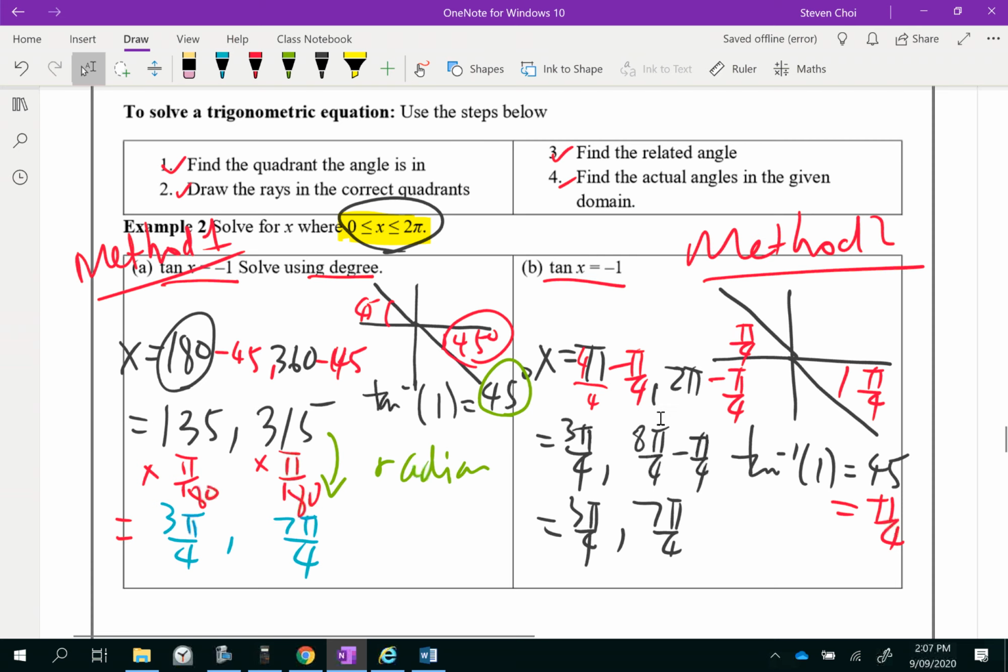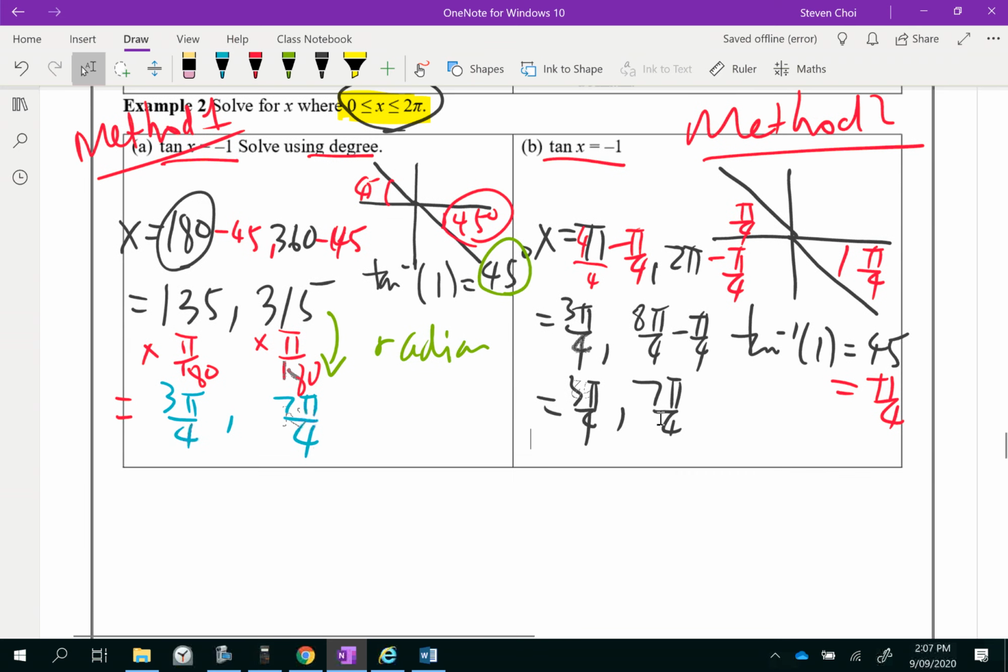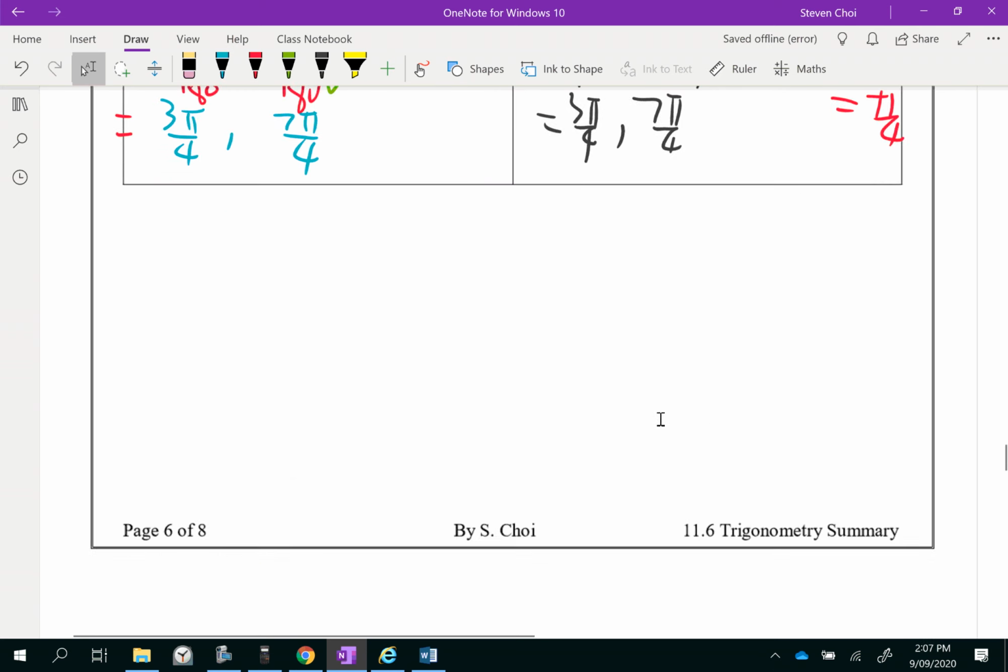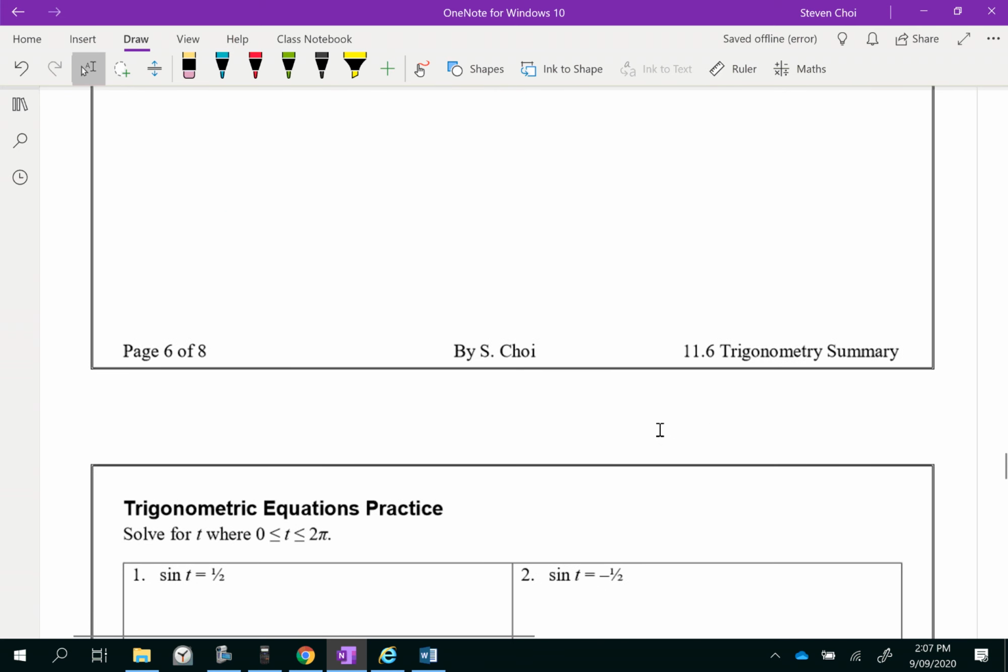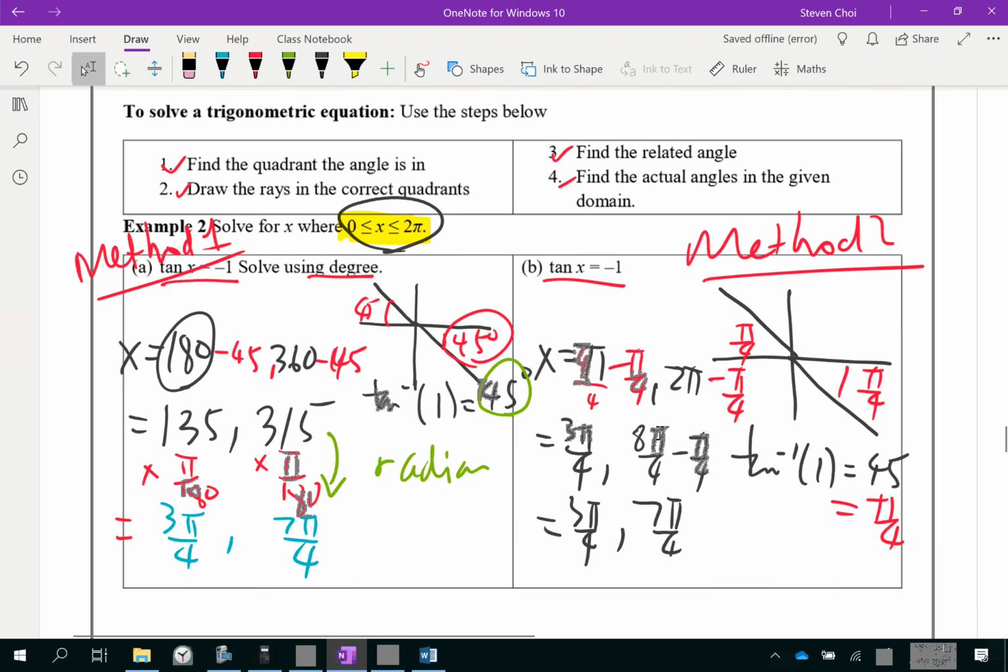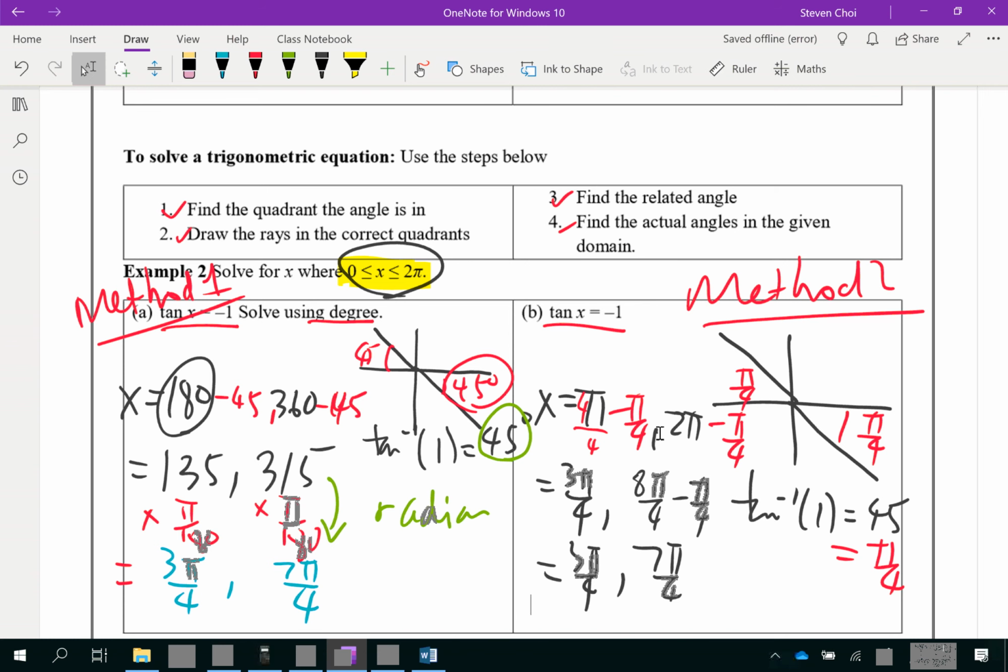Now on the next page, there's some practice question. Can you please have a try? There's answers at the bottom for you to check. So go to next page, there's for you to practice. Can start now. And on the last page, there's extra question you can do in your book.